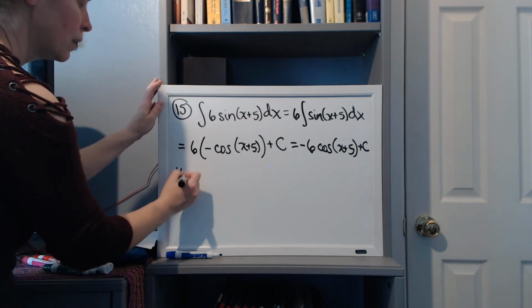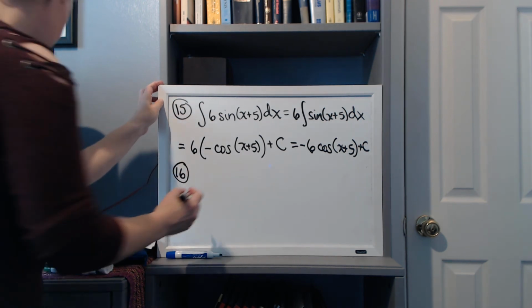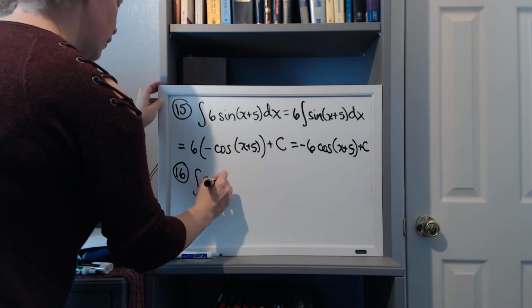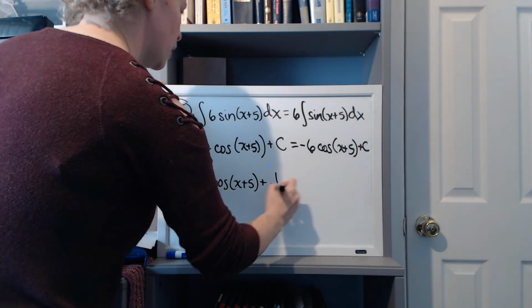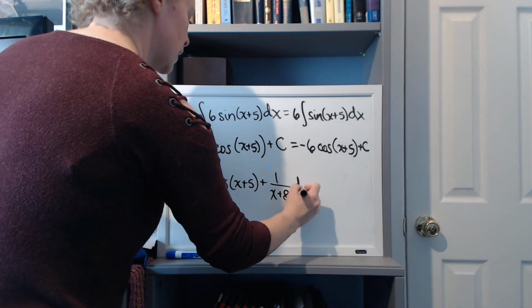All right, 16. We have the integral of 7 cosine of x plus 5 plus 1 over x plus 8 dx.